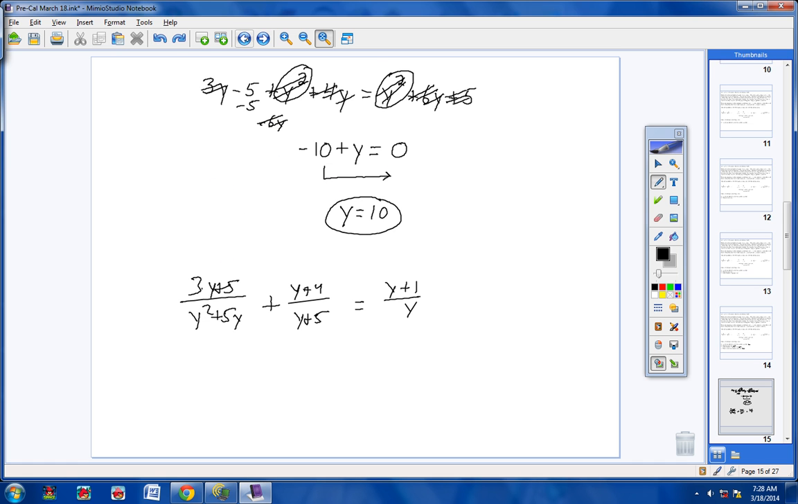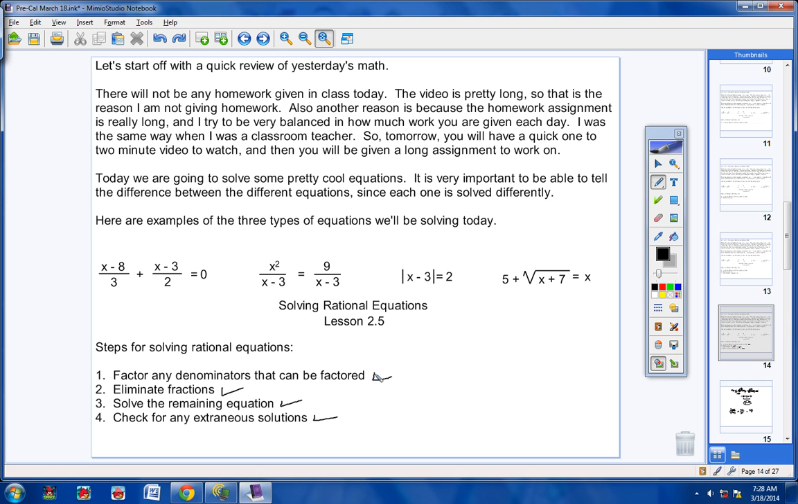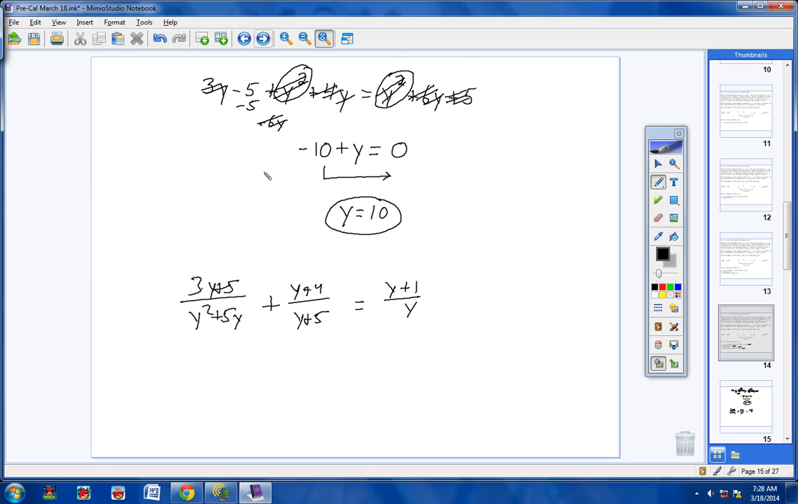Again, let's review. When you're solving these equations, factor any denominator that can be factored, eliminate fractions, solve the remaining equation, and then check for any extraneous solutions. In these problems here, you're checking to see if any of your denominators end up equaling 0. Okay, and in this case they will not. All right, let's continue on.